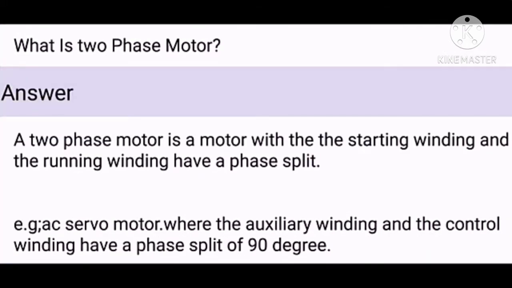What is a two-phase motor? A two-phase motor is a motor in which the starting winding and the running winding have a phase split. Example, AC servo motor, where the auxiliary winding and the control winding have a phase split of 90 degrees.